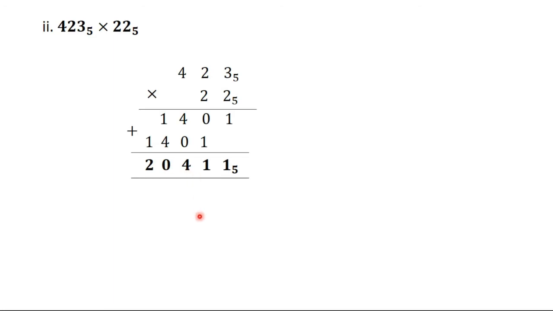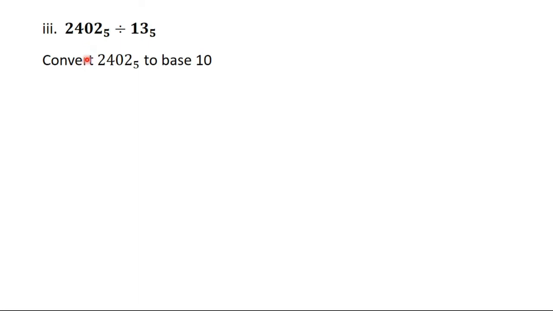Let's pick the next example. We have 2402 base 5 divided by 13 base 5. So in division, what you have to do is convert this to base 10, convert this to base 10, divide the result that you get, then finally convert your answer to base 5. That's simple. So you first convert 2402 base 5 to base 10.